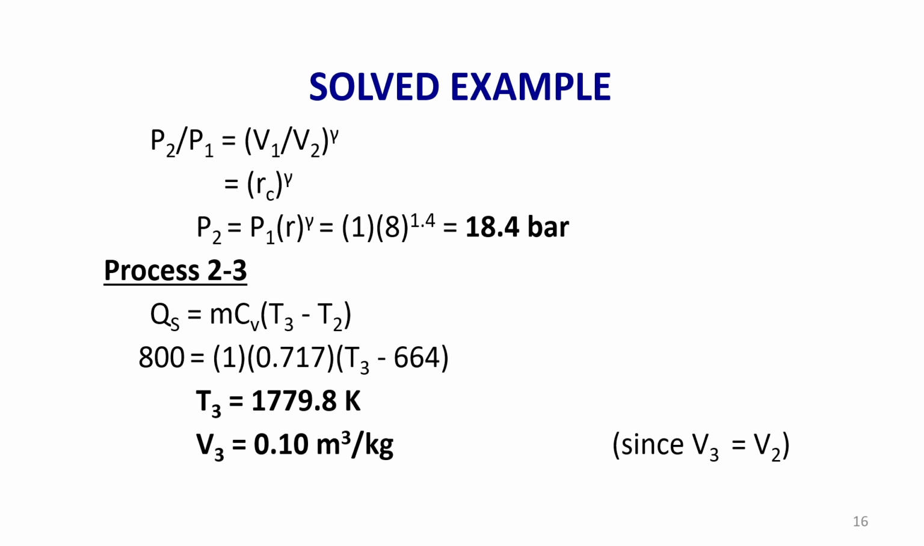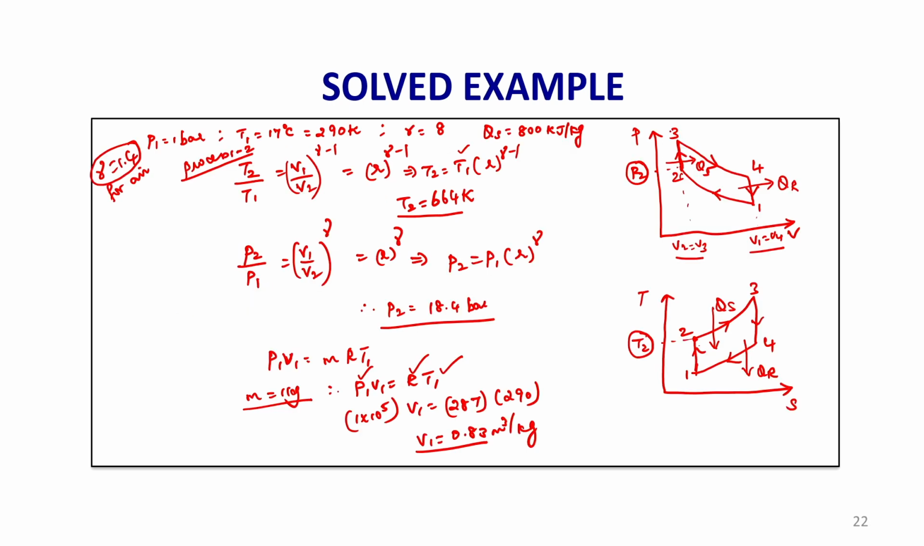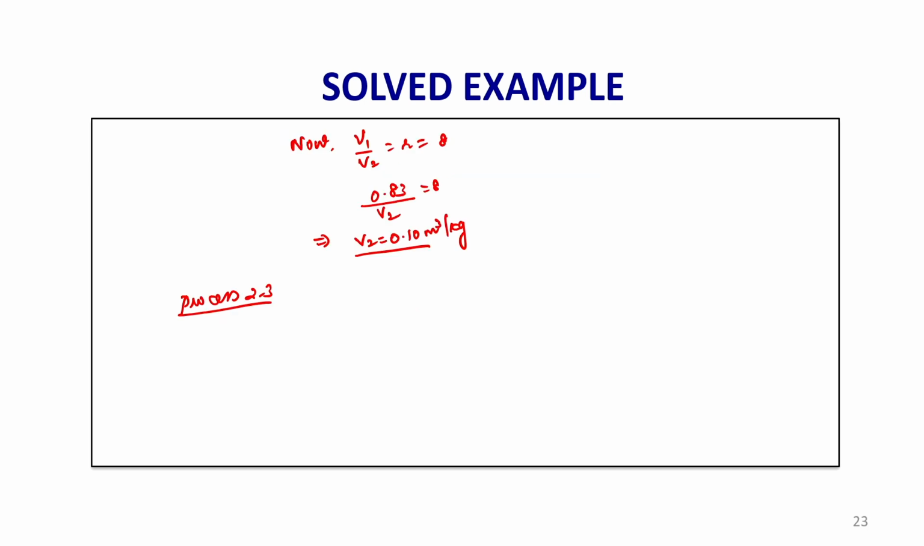Process 2 to 3, let me quickly go through it. What is process 2 to 3? 2 to 3 is heat addition at constant volume. So, Qs is given, so I am going to use that relation. Qs is equal to Cv into delta T, that is T3 minus T2. Qs is given, T2 we have found, Cv for air we know. So, I can find the maximum temperature in the cycle, T3, using this formula.